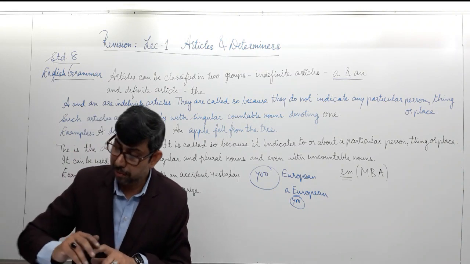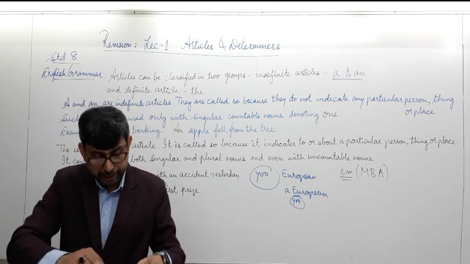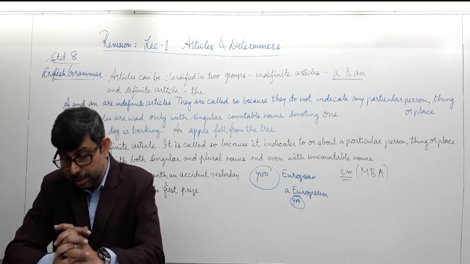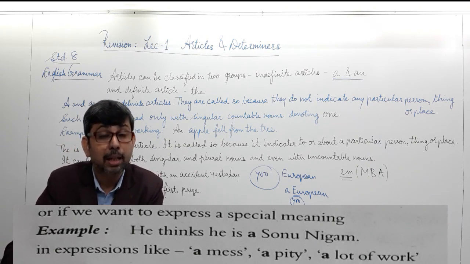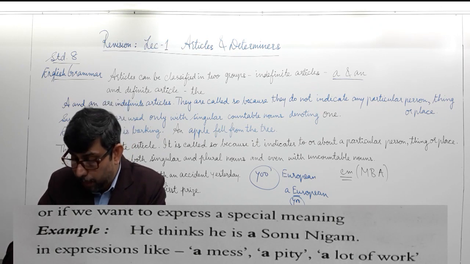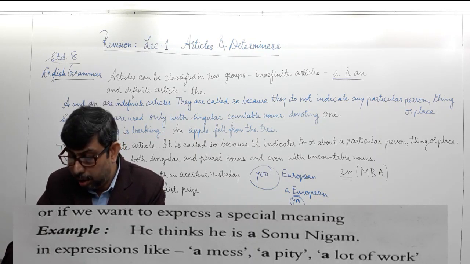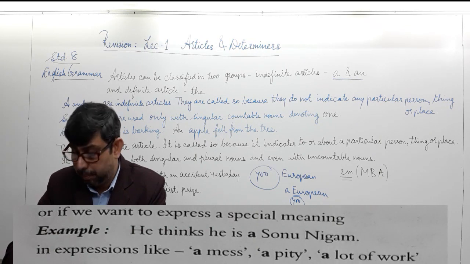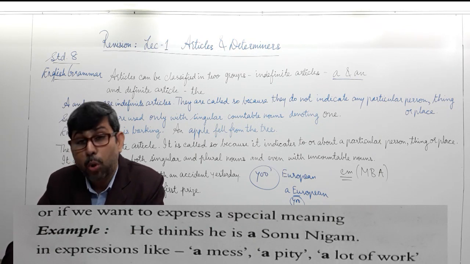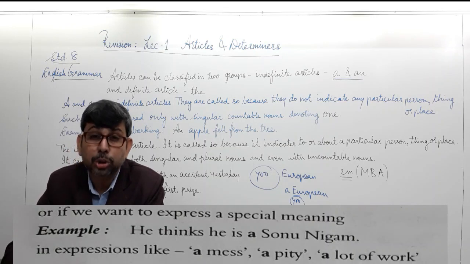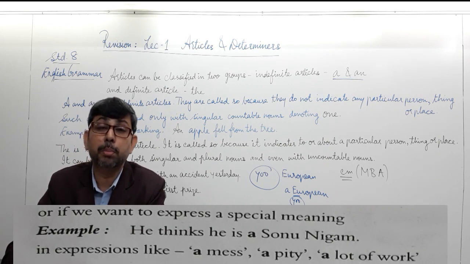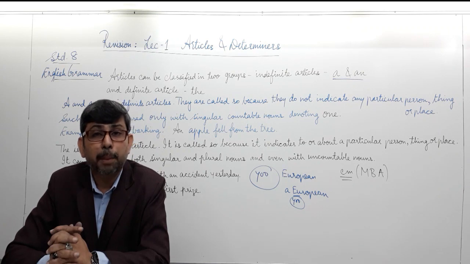So these were the 5 uses of the indefinite article a and an. Let us see the last one, number 6. In expressions like, I will repeat, in expressions like the ones I am going to read out: when you use the word mess, what a mess you have created. What a pity. When you want to pity someone and you say, what a pity. When you use the expression lot of work, he has a lot of work to finish. In all these expressions, we make use of the article a in the appropriate manner.